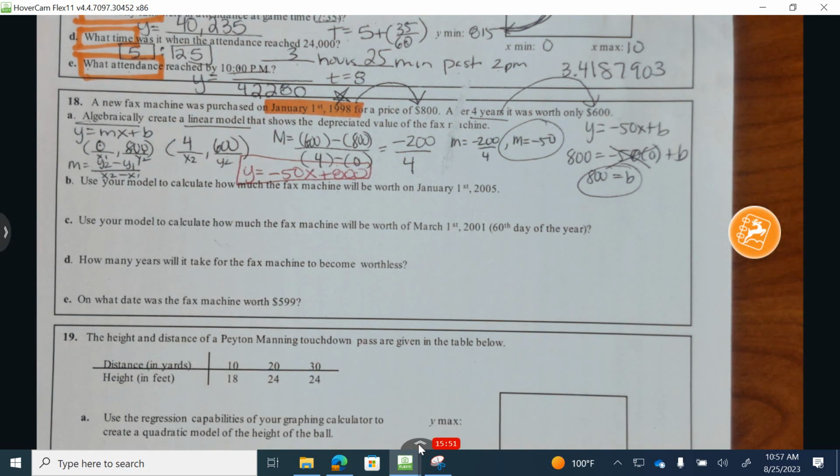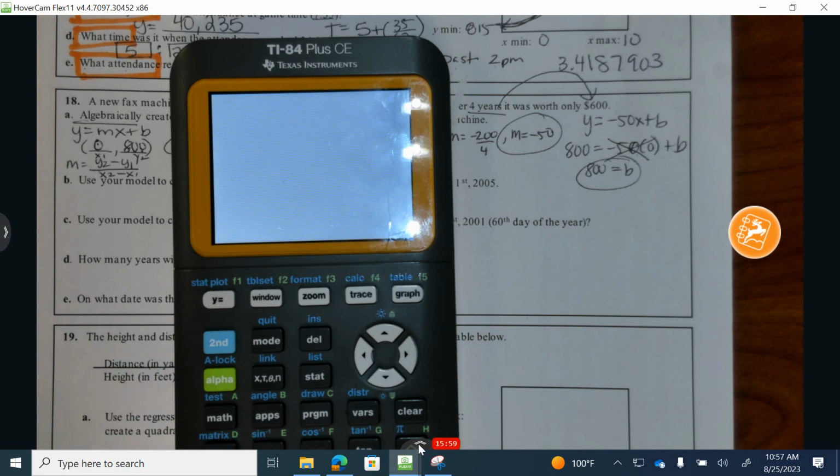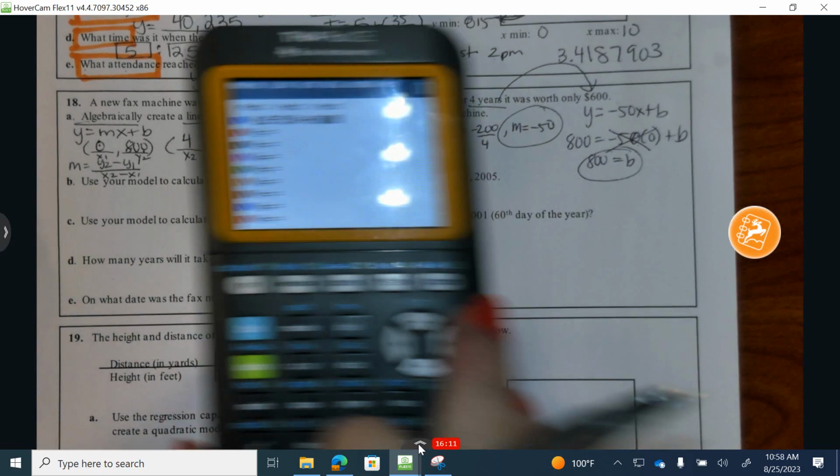Okay, you ready? Now, before we plug this into the calculator, let's start by doing second plus 712. Go to y equals, and let's type it in, negative 50x plus 800. And then let's take the calculator and set it off to the side.